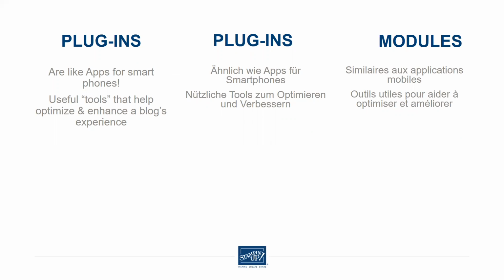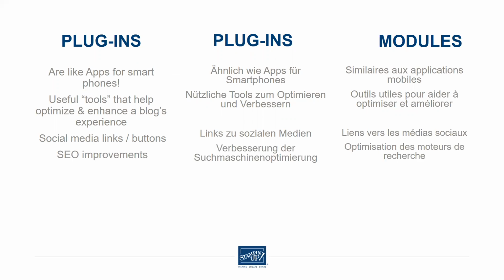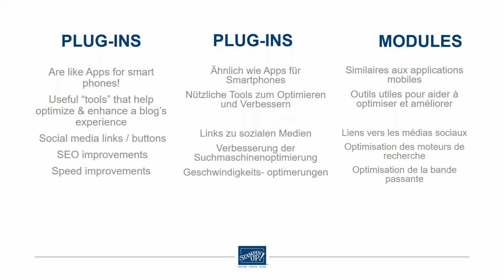Types of plugins: there'll be ones for social media links and buttons. These are invaluable shortcuts to your Facebook page or Instagram, wherever. Ones that guarantee SEO improvements. Well, we'll get to those in a little bit. But basically, these are things to make your blog address appear higher in a search engine ranking. You can get plugins for speed improvements, making your blog faster. As I said, lots of photographs and videos could slow the process down, for an example.